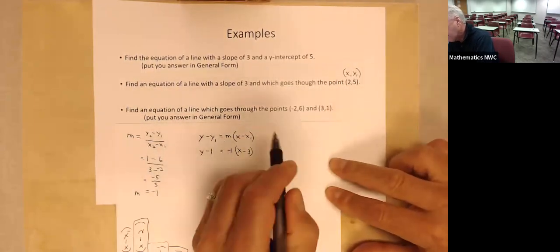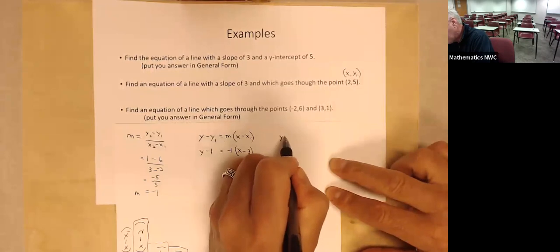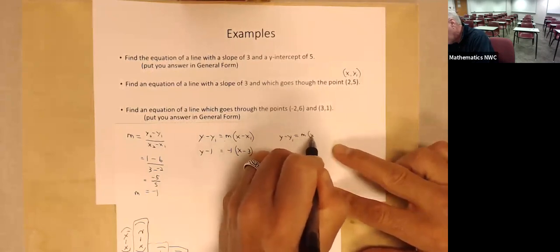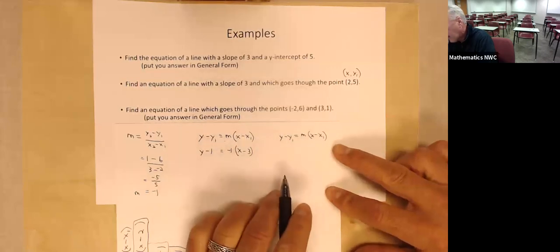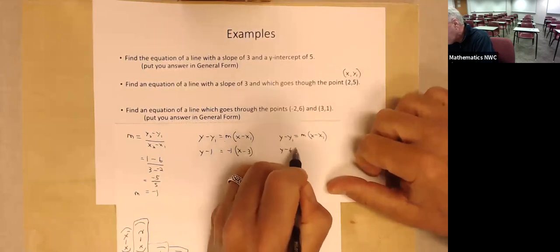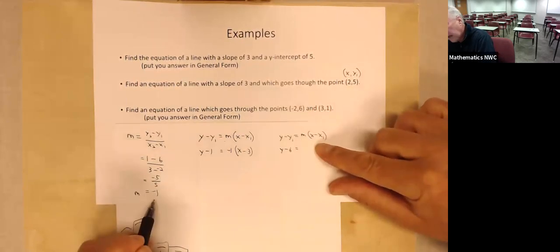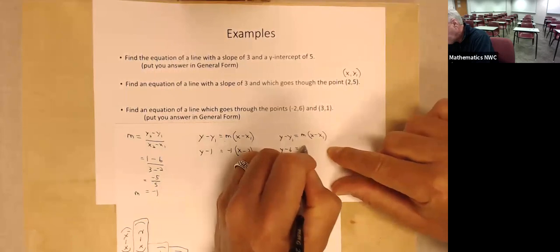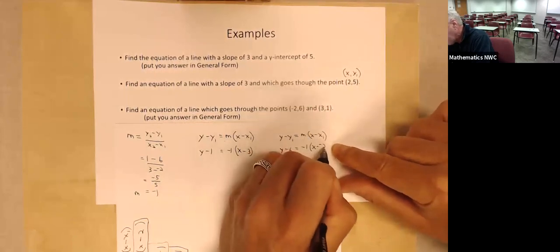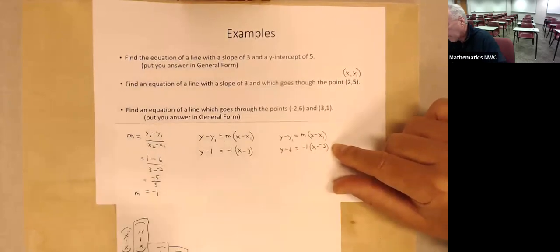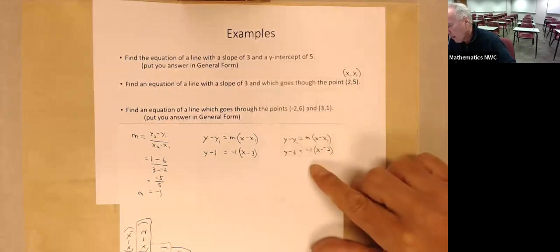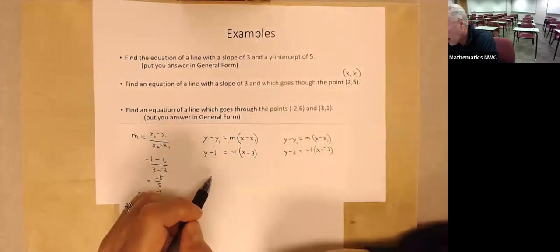I could have taken that same formula and I could have used this point. It would have been y minus 6, my slope again a negative 1, times x minus a negative 2, using that point. I realize these don't look like they're the same, but let's show in fact that they are.